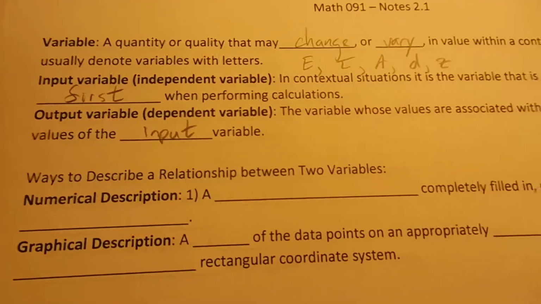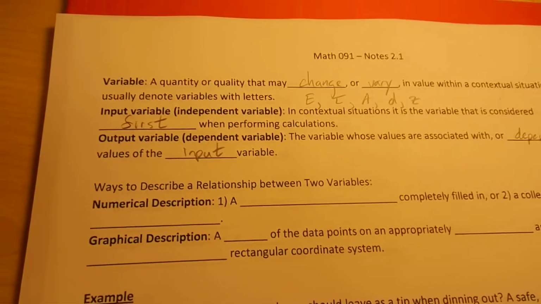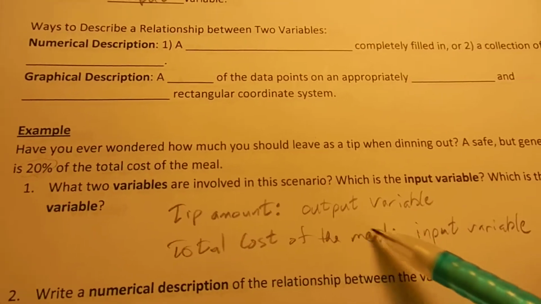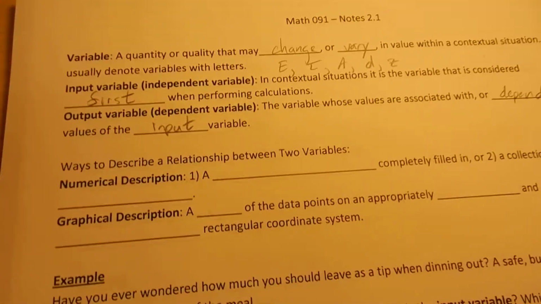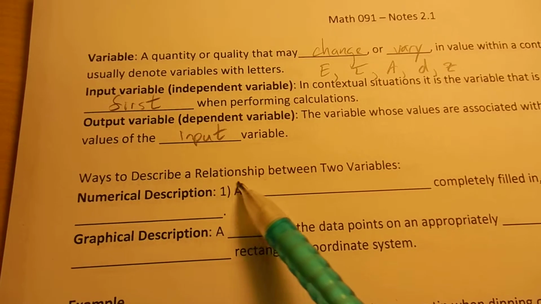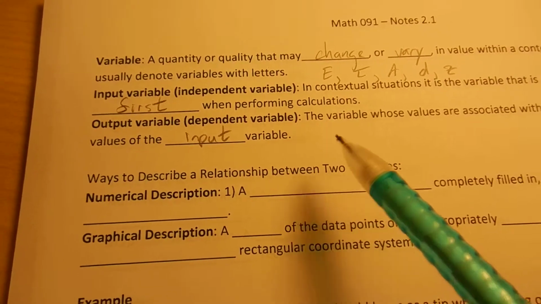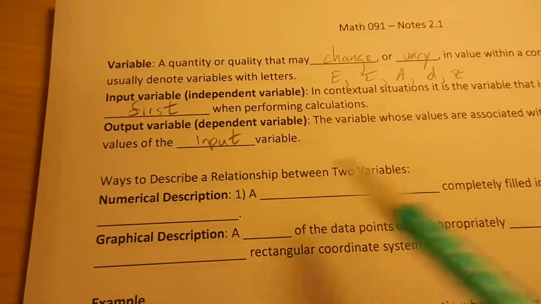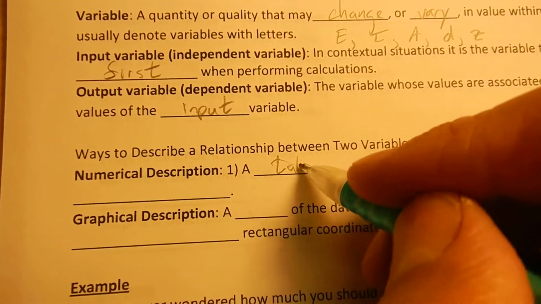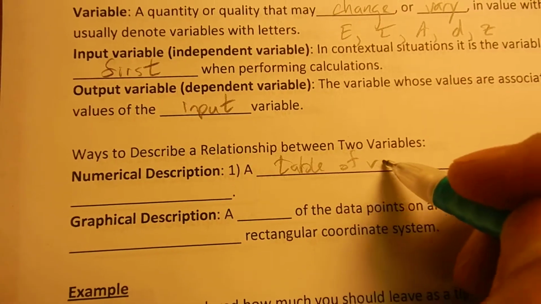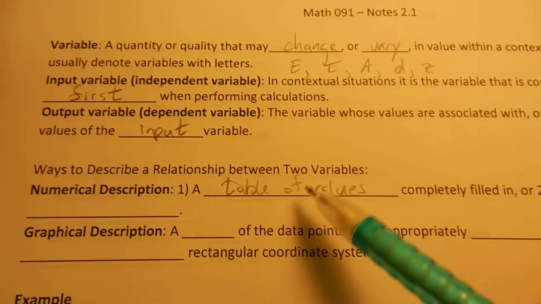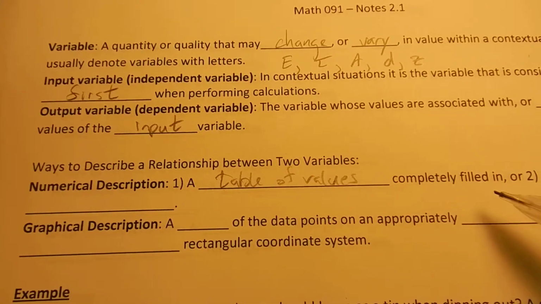When a relationship exists between two variables, again, we denote one as the input, the other as the output. And then there's actually several ways we're going to talk about in this course on how to describe the relationship between two variables. And one is a numerical description. And that's simply a table of values, completely filled in, indicating the relationship between the two variables.